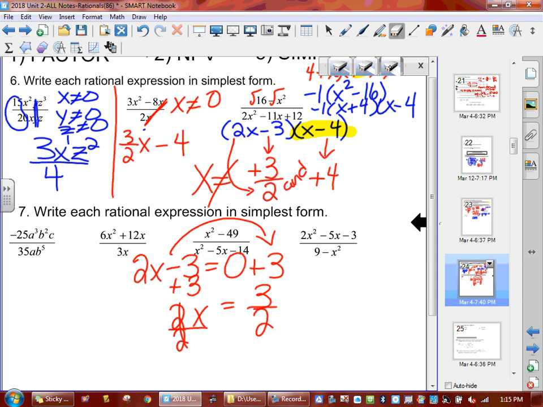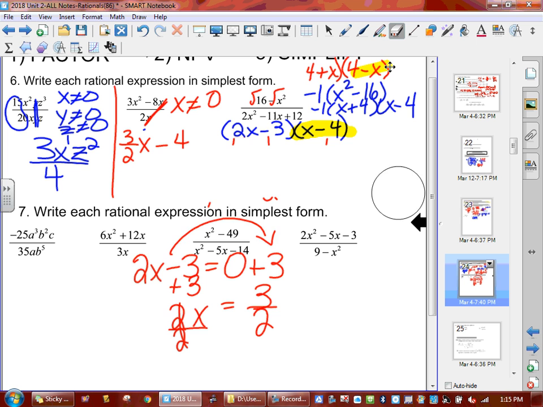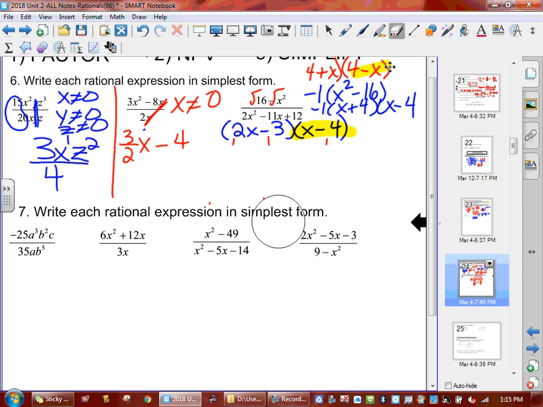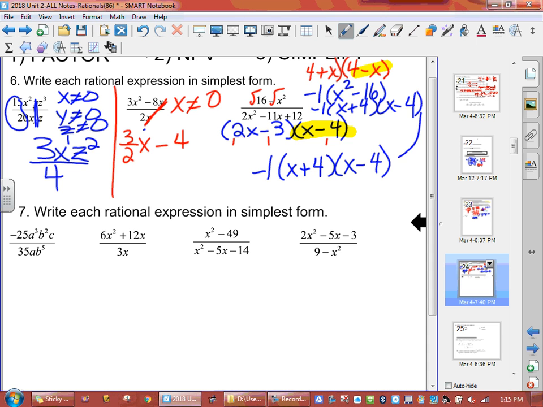Okay, so what we're going to end up with is this: negative 1 bracket x plus 4, x minus 4. That's this guy right here. We're putting it all on top of our denominator, 2x minus 3 and x minus 4. Whenever there's something on the top and the bottom that's identical, you can remove them. Okay? So the x minus 4 is identical, so I'm going to remove those.